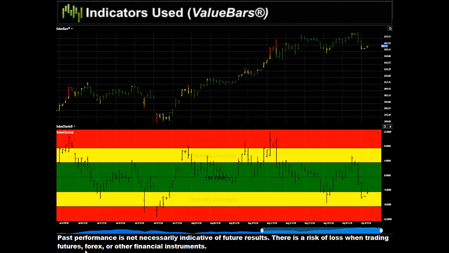Okay, first of all, we want to touch on the nature of value charts. Value charts were specifically designed to provide an objective valuation of the current price of a stock based on the real past prices within an analysis period.